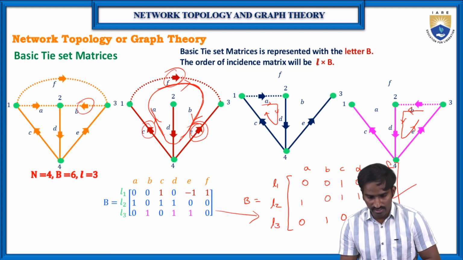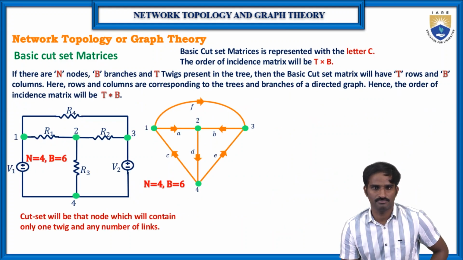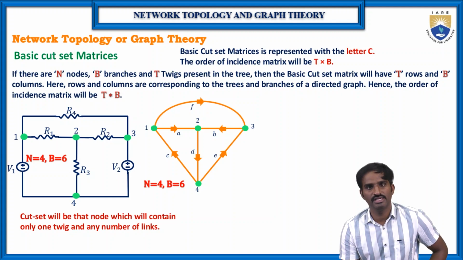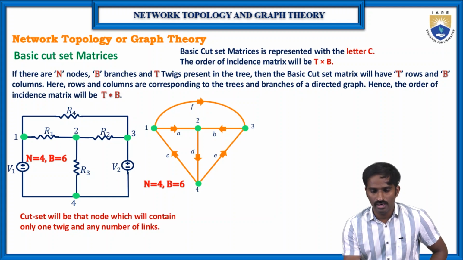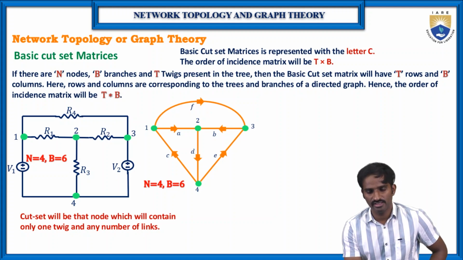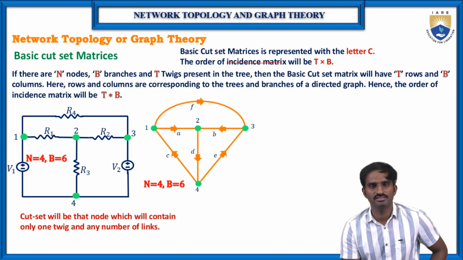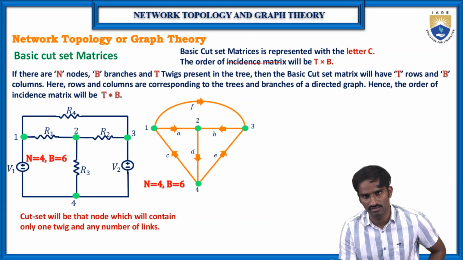Then the third one is the basic cut-set matrix. Here the basic cut-set matrix is represented with the letter C, and the order of the basic cut-set matrix is T into B. Of course, again here B is the number of branches. You can observe that in the incidence matrix, the basic tie-set matrix, and the basic cut-set matrix, in all these matrices the number of columns represents the number of branches only, right?